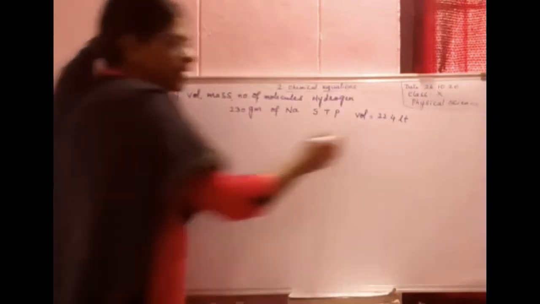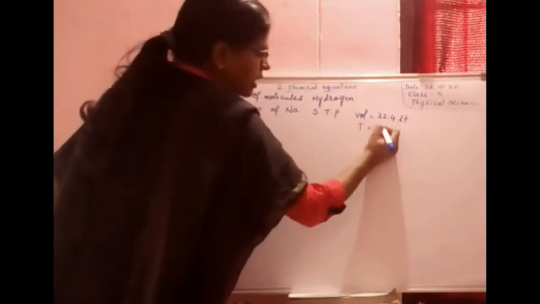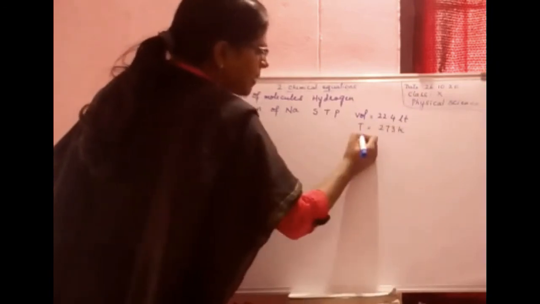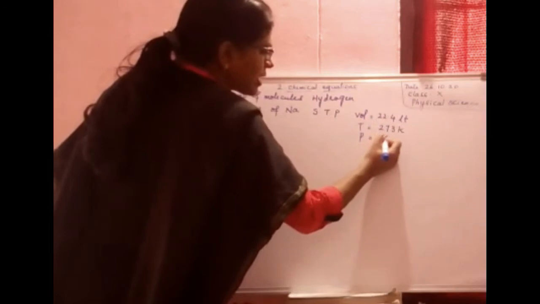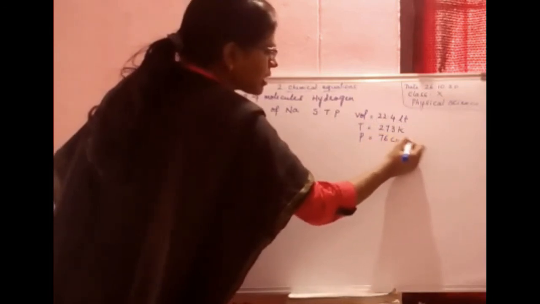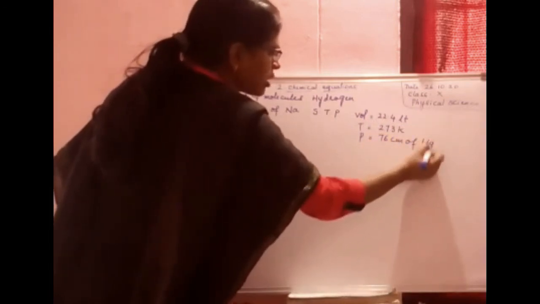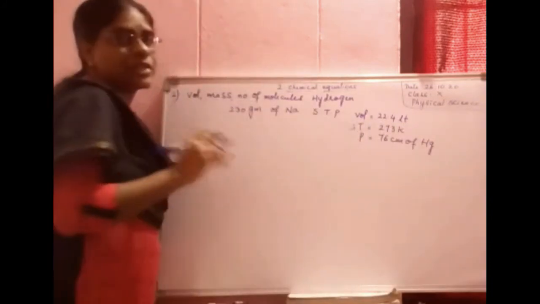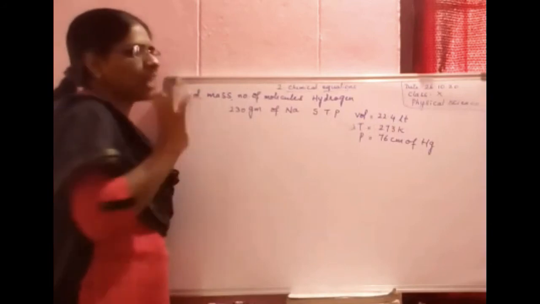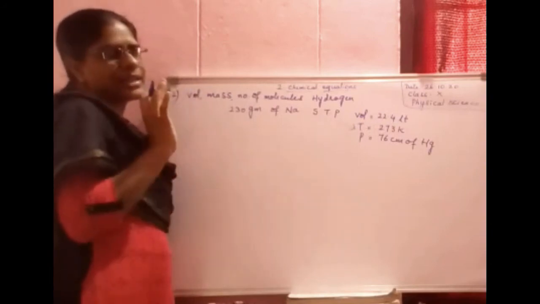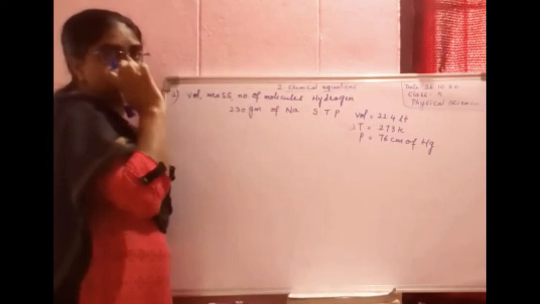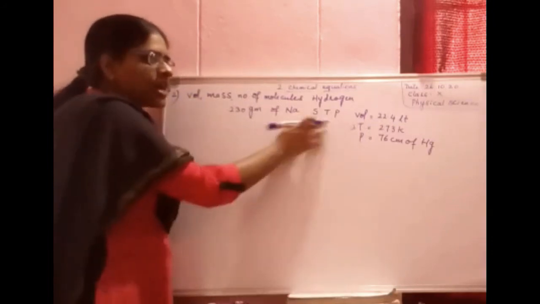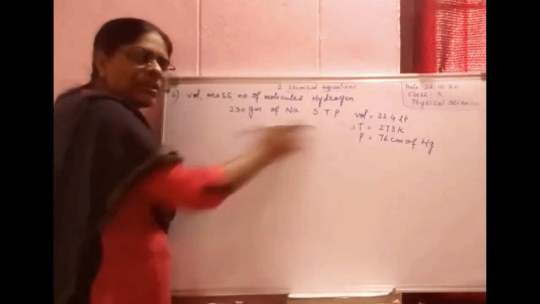Temperature will be 273 Kelvin. Pressure will be 76 centimeters of Hg. These are the STP values. Standard values. In the exam, they won't give you these values. You must remember these standard values under STP.